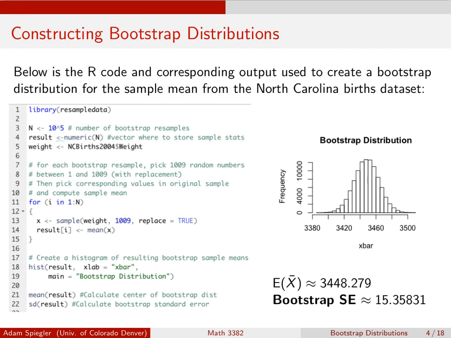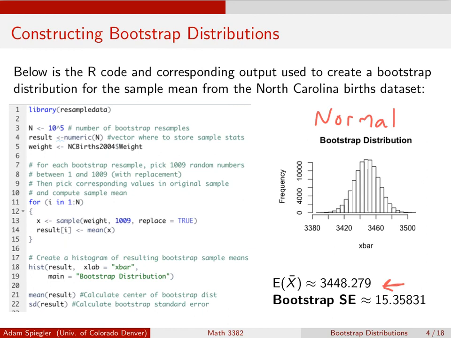So here's what we get, and notice, as you might suspect, that this is normal, as was the case with sampling distributions. The center of the distribution gives us the expected value for X bar. That is almost the same as our original sample, but not quite. Our original sample mean was 3,448.26, so it's very, very close to that.